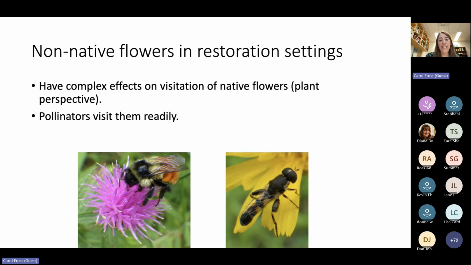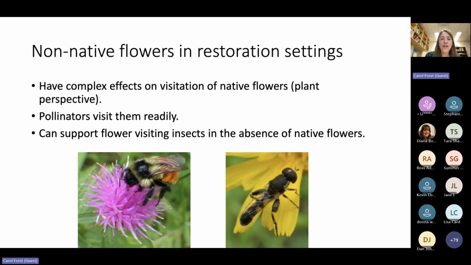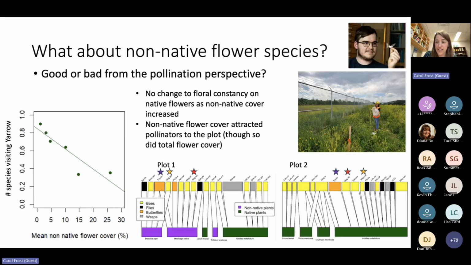Pollinators, however, visit non-native flowers readily, and so non-native flowers can actually support visiting insects in the absence of native flowers. An example of this, I actually just want to go back to this slide. Here is the solar farm just covered in yellow sweet clover, which is non-native, and sow thistle. At this time, it was just humming with insects. There were bees everywhere. We were doing timed observations, and we just kept having to stop the clock and take bees out of our nets, and flies. It was just humming with insects.